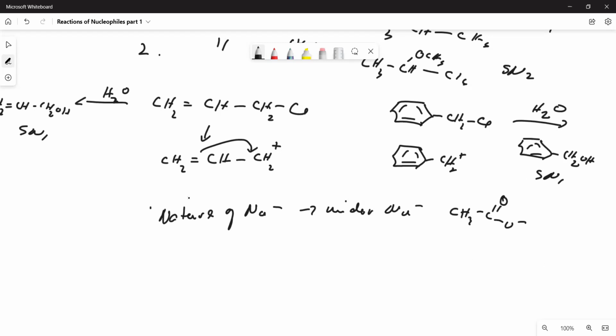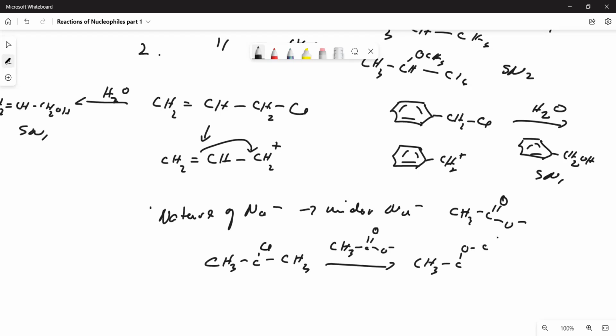So if you react this, for example, with isopropyl chloride, then we can still assume that the mechanism is SN1. You react this, acetate, nucleophilic substitution reaction. Then you will have CH3CO, so you have an ester that will be formed from the reaction. And the assumed mechanism would be SN1.